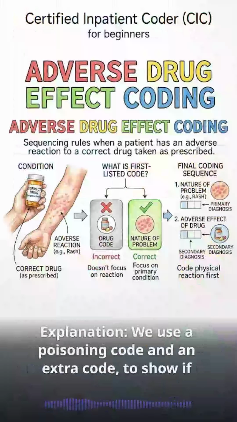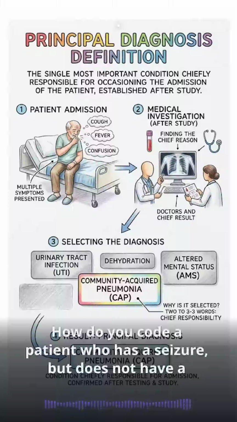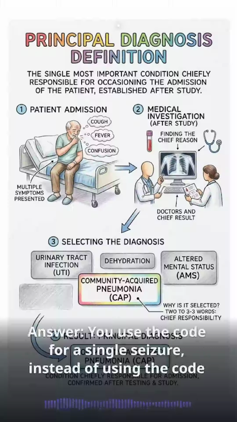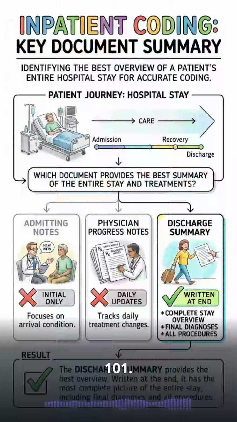We use a poisoning code and an extra code to show if it was an intentional suicide attempt. 100. How do you code a patient who has a seizure, but does not have a history of epilepsy? You use the code for a single seizure, instead of using the code for epilepsy disease. You cannot code a disease until the doctor confirms it is a long-term and repeating problem.